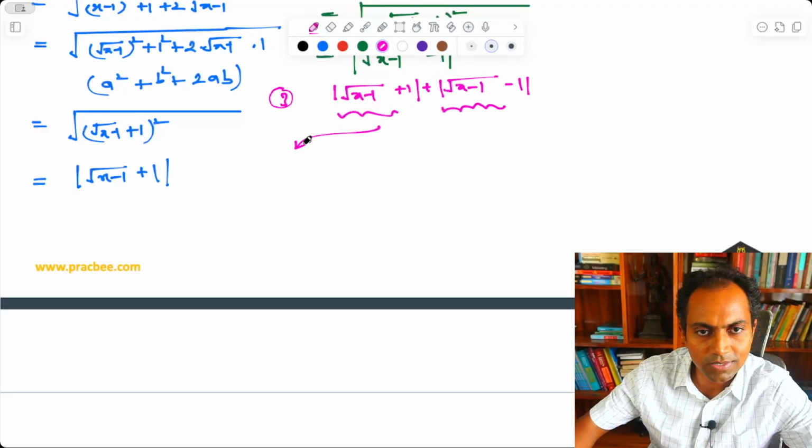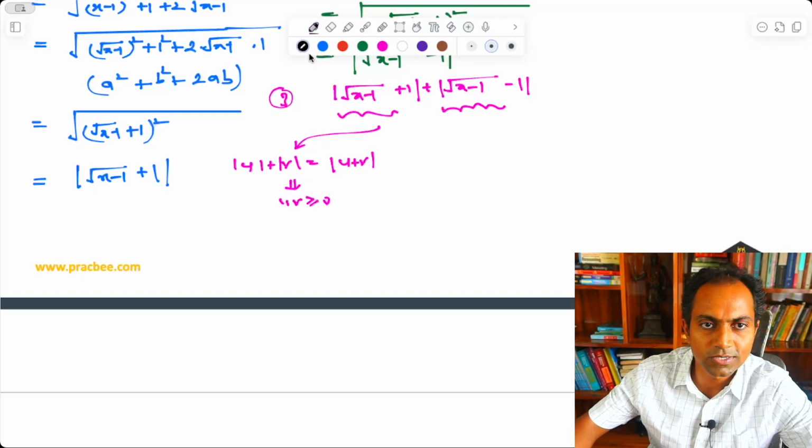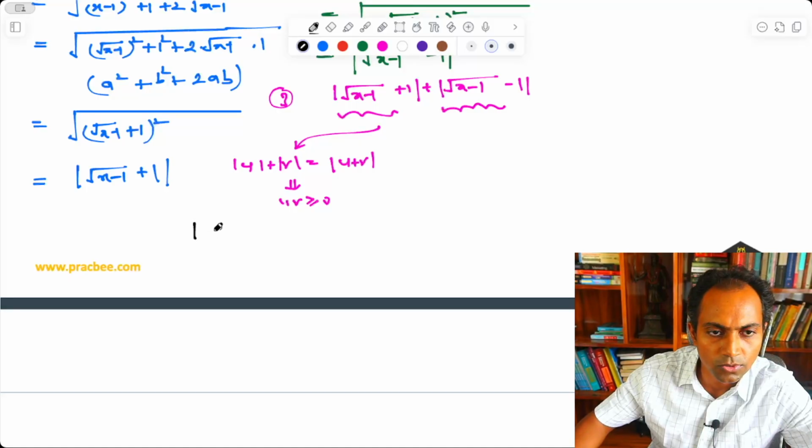So what we can say is, this is my u. So what we have been given is mod of u plus mod of v. What I am saying is that this can be written as mod of u plus v. When will we be able to write this? When u into v is greater than or equal to 0. So using this, I can write this as modulus of, if I add both the things inside the mod, this is the first thing, this is the next thing.